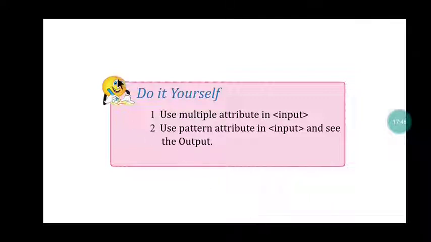My dear students, you have to practice this program and see whether you are getting the same output or not. If you're not getting the same output, means somewhere you made a mistake. That's why the date picker is not showing, this pop-up message will not come, means you'll come to know that I have made a mistake while typing. So here I purposely put do it yourself. Use multiple attribute in input tag, use pattern attribute in input tag, and see the output.